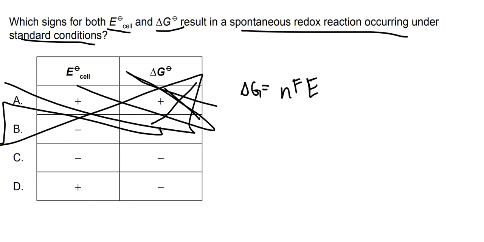Don't really know this topic that well, but it looks to me that n and F are always positive, so for this whole thing to be negative, as delta G has to be negative for something to be spontaneous, E would also have to be negative, so I'm going to guess C is the correct answer for this question.